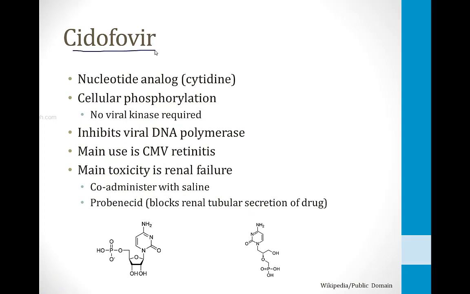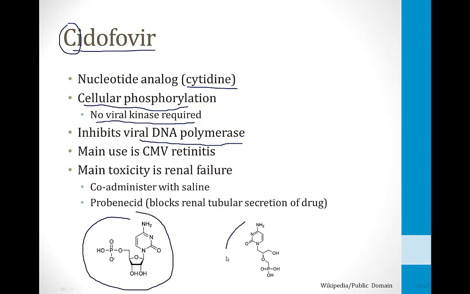This drug is a nucleotide analog to cytidine, and that's easy to remember because there's a C in its name. You can also remember the C for cytomegalovirus. This drug is phosphorylated by cellular enzymes, so it does not require a viral kinase. And once it's phosphorylated, it inhibits DNA polymerase. And you can see down here at the bottom, this is the structure of cytidine, and over here is the structure of cidofovir, and they look relatively similar, but cidofovir is missing the ribose sugar, and therefore once it gets incorporated, the chain can't continue to grow.